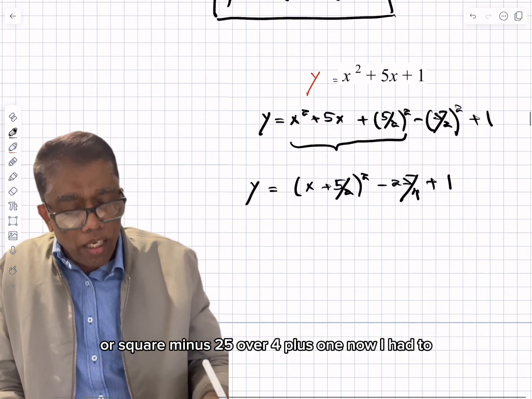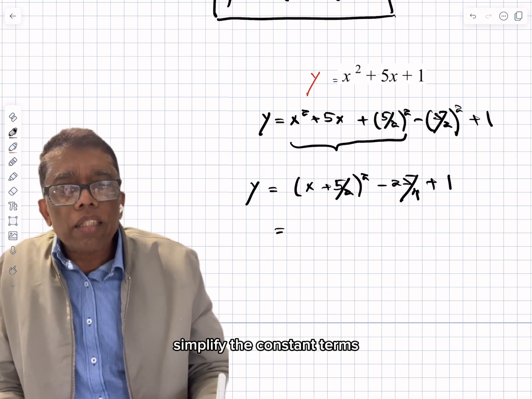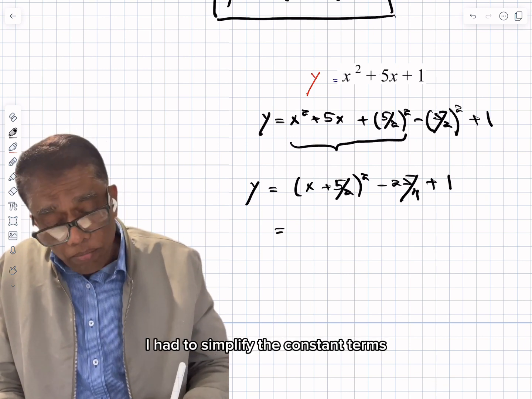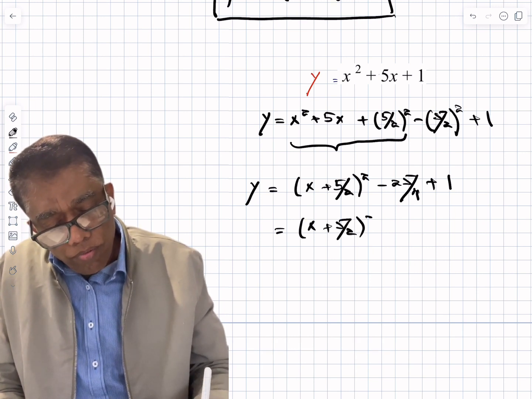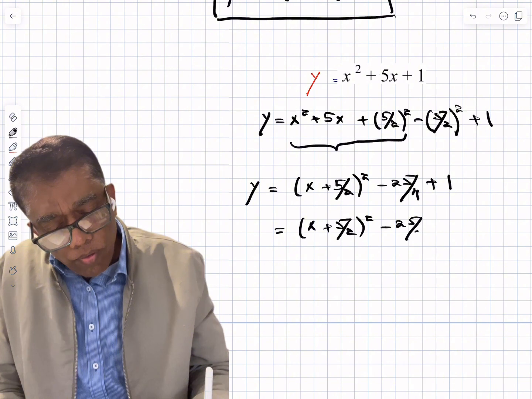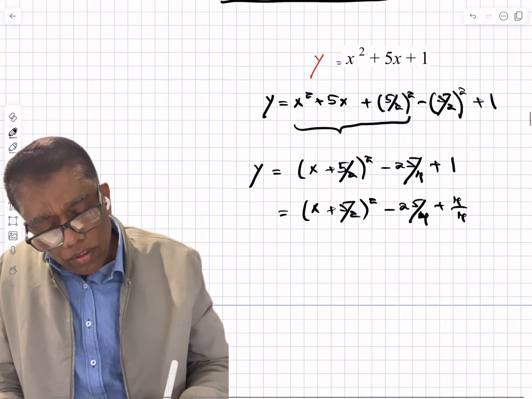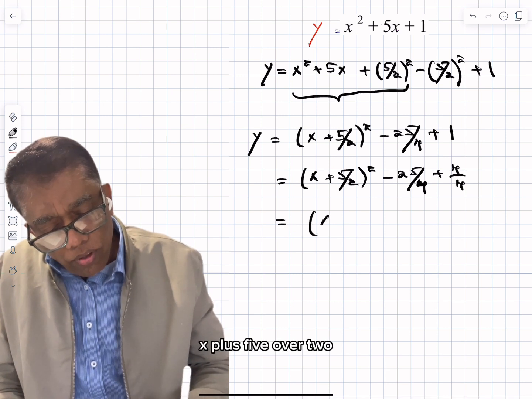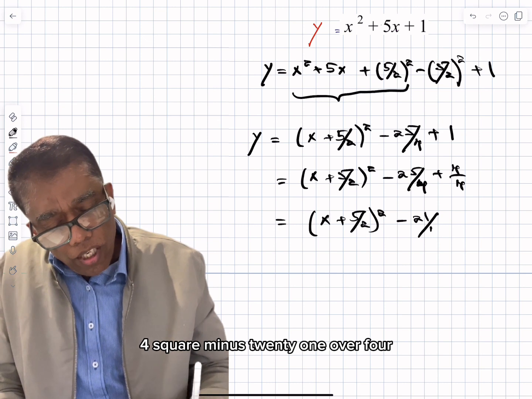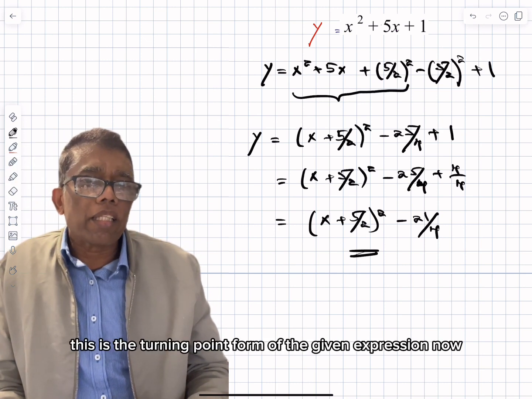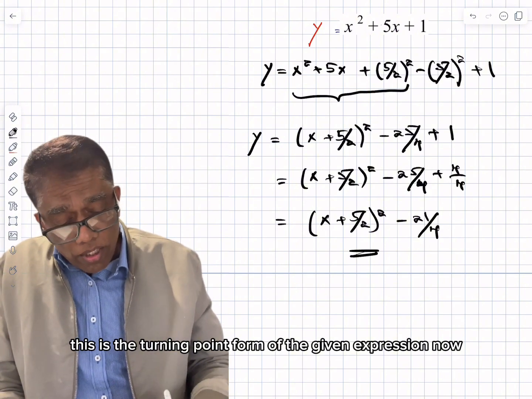Now I have to simplify the constant terms. Minus 25 over 4 plus 4 over 4 gives (x plus 5 over 2) whole square minus 21 over 4. That's my answer. This is the turning point form of the given expression.